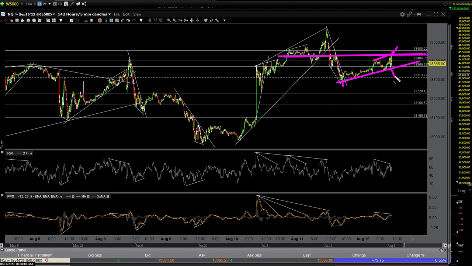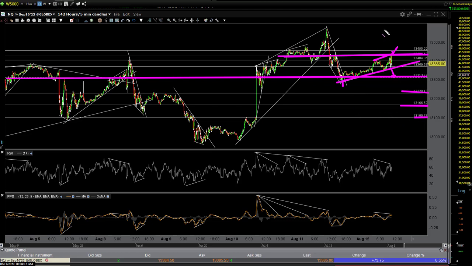Then come down here. The next sell signal will be on a break of 13,314, which is where that level is right there. You can see the additional potential targets.